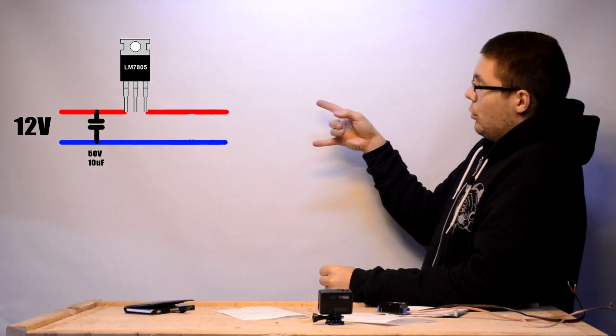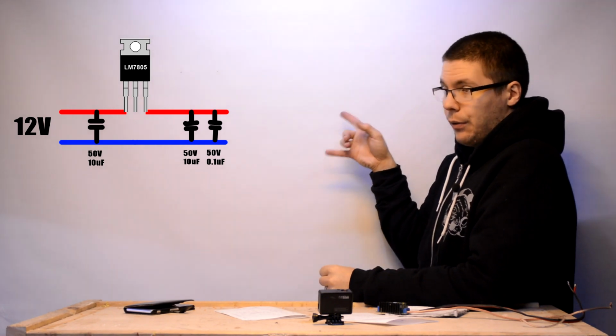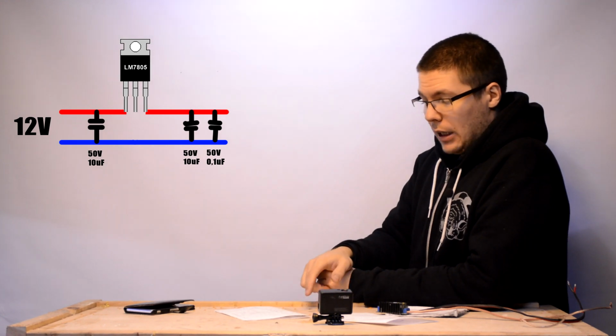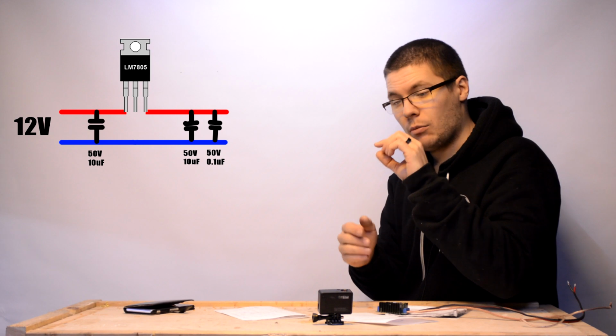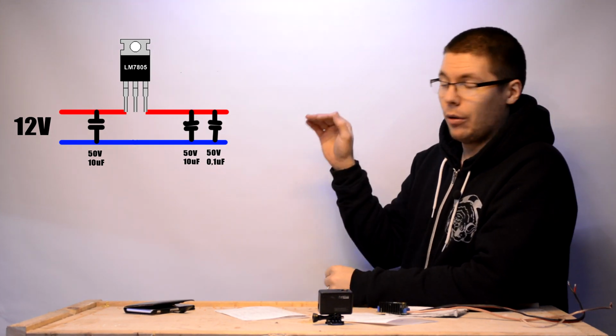And then you have two capacitors here. One is 10 microfarads, one is 0.5 microfarads, a ceramic capacitor, just to make sure that the bigger one stabilizes the voltage and the smaller one is faster to stabilize the small ripple that might occur.